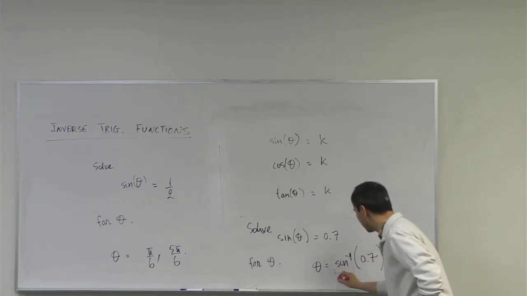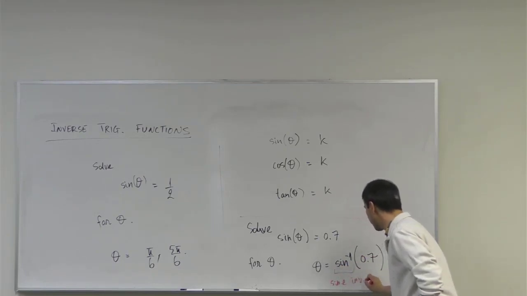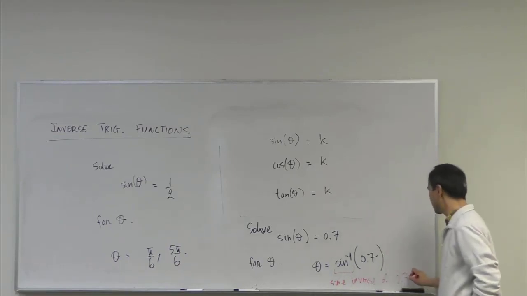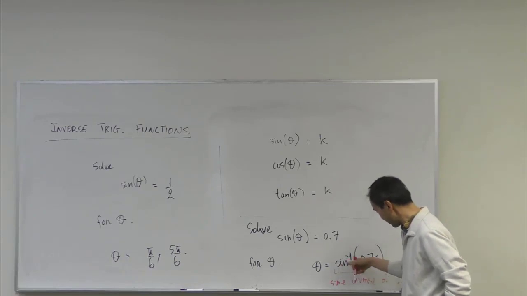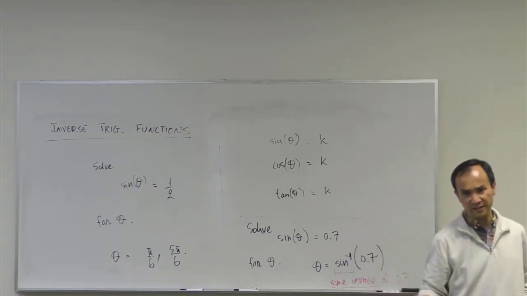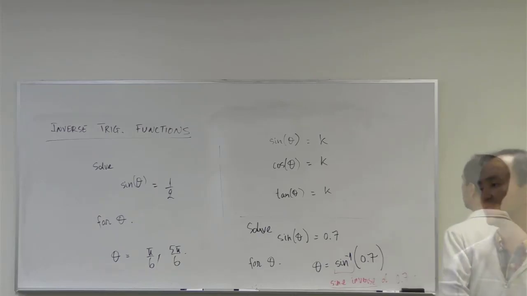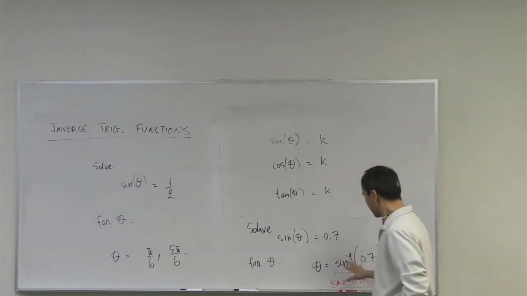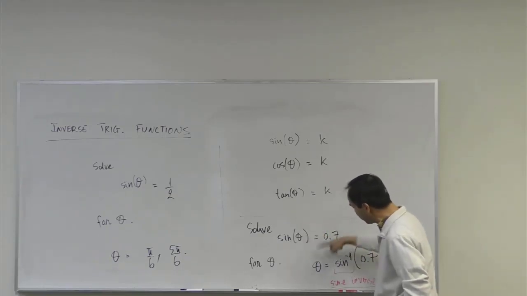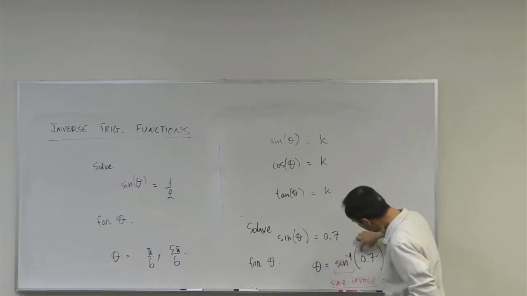Saying it out loud, we call it sine inverse. Sine inverse of this 0.7. But just that symbol itself means sine inverse, or equivalently we call it the inverse sine. So that's just general. The idea is, to find an angle, we take the inverse of that sine value.